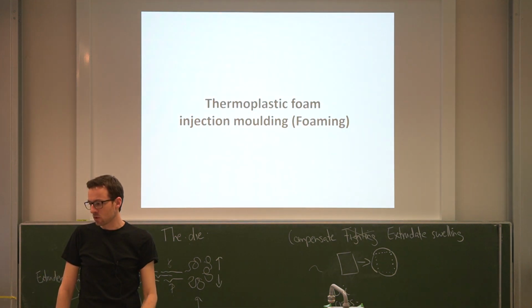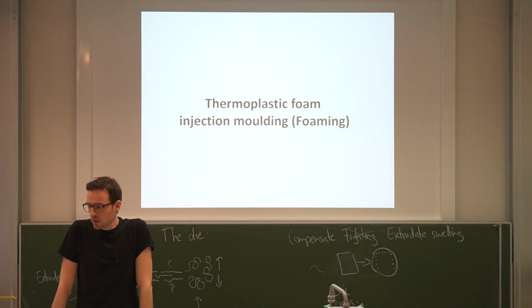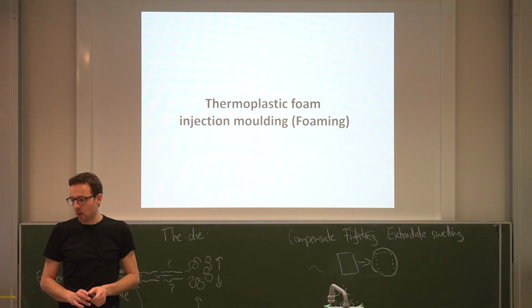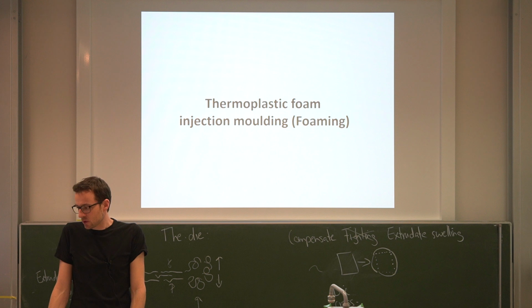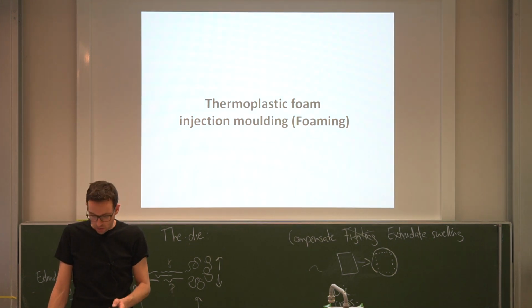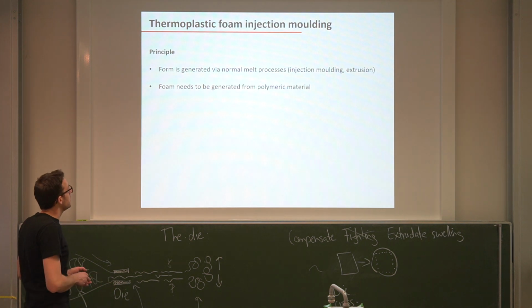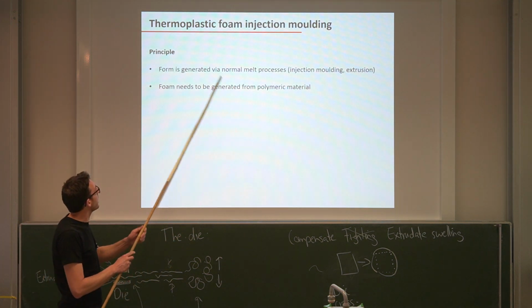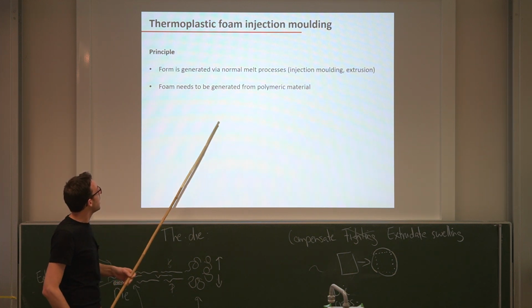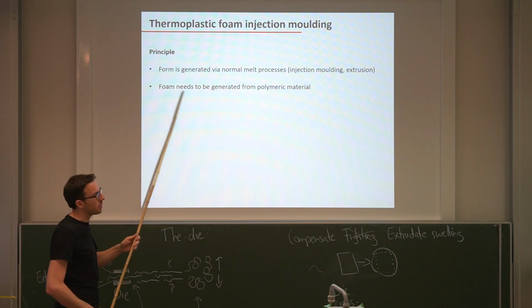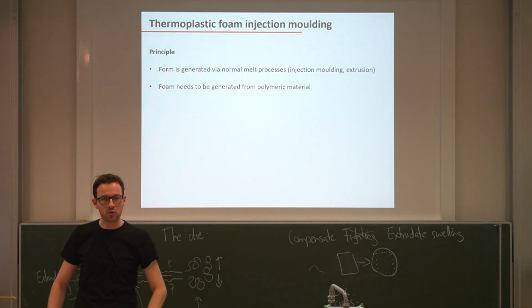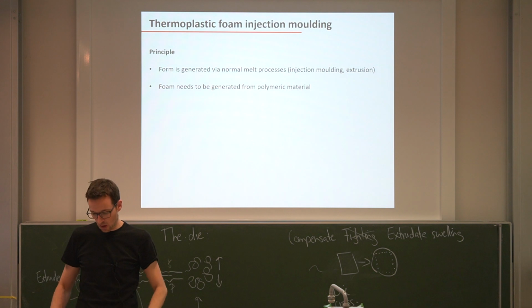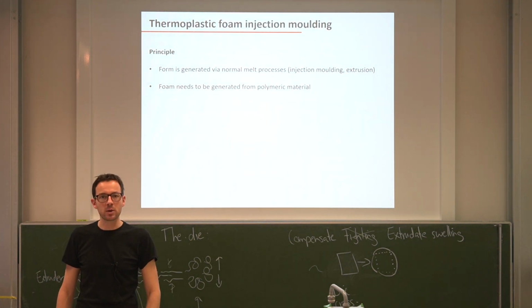Okay, so much for the production of plastic bottles, and now to the final topic of today, and this is thermoplastic foam injection molding. So here, this is the way on how we make mattresses and bicycle helmets and polystyrene and so on and so forth. So the principle is actually fairly easy. We generate a form via a normal melt process, and then we convert the polymer into a foam within this form, and this then, of course, creates a foamed form.